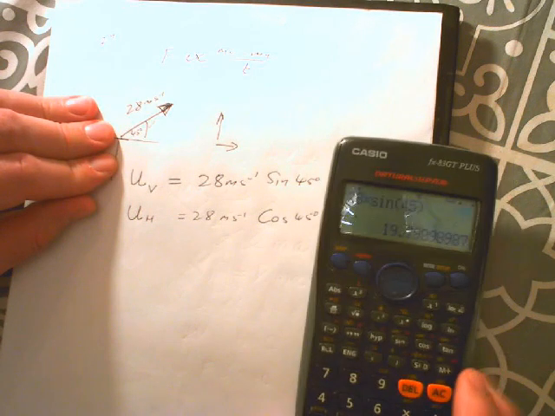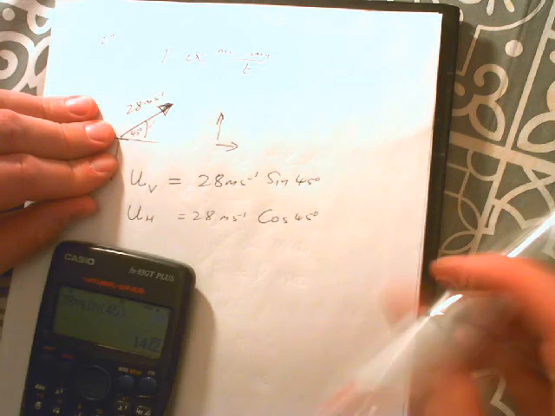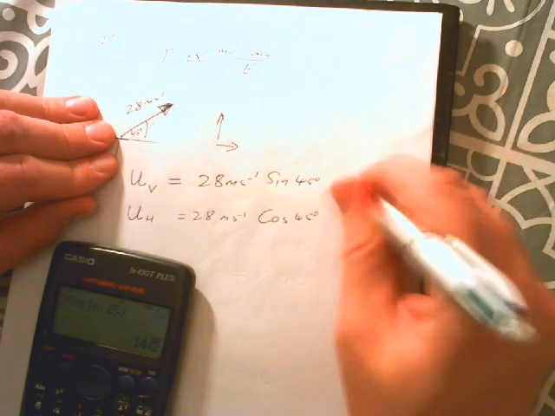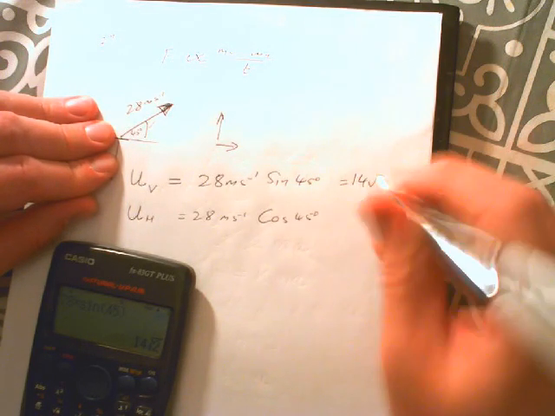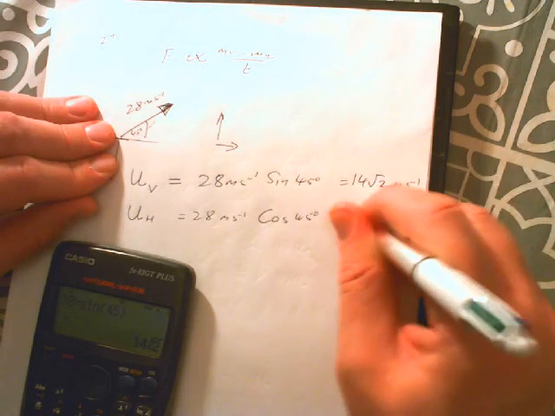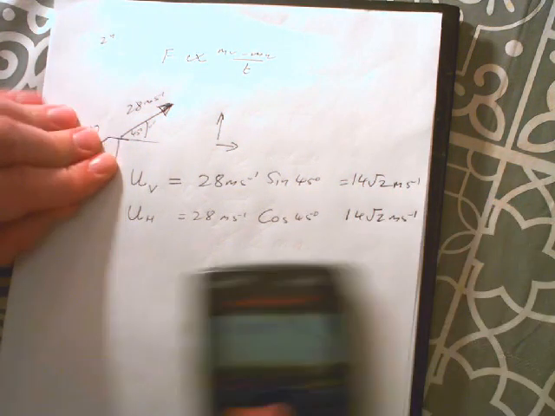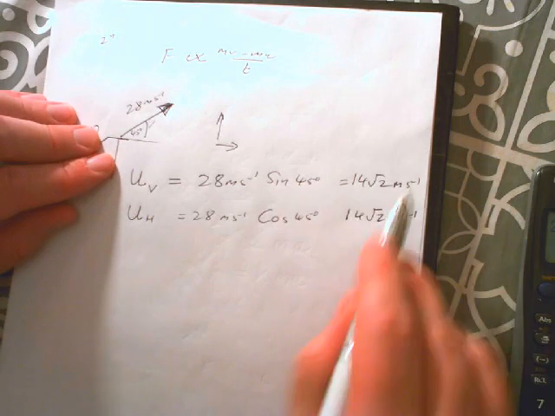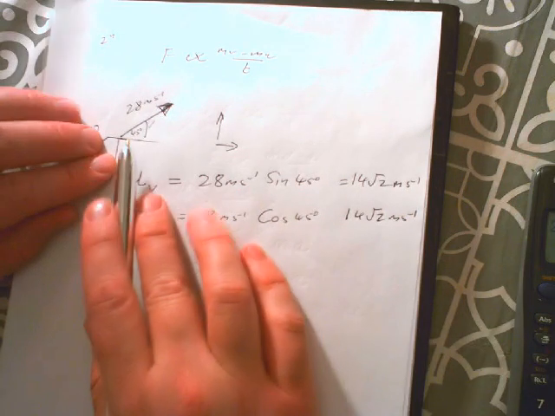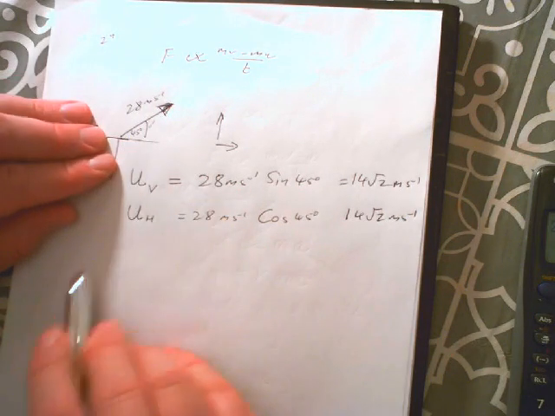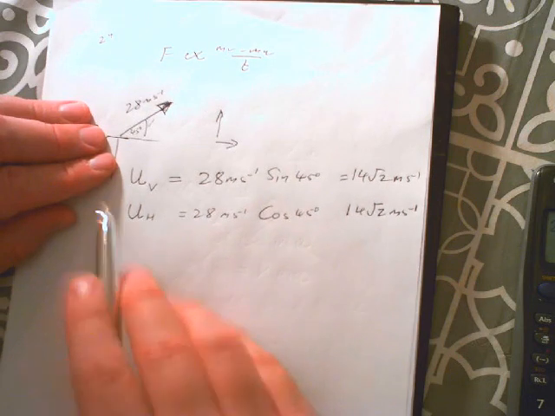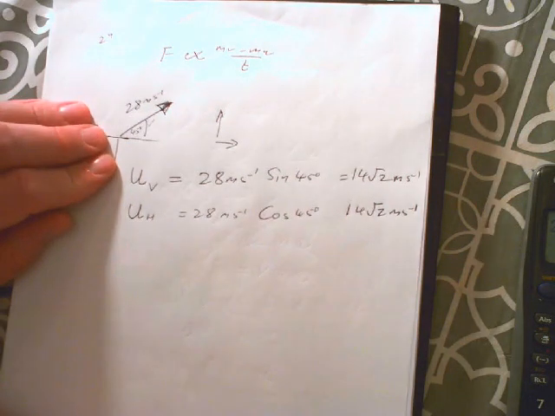Now, if I press the S.D. button, that'll give me the decimal value of it, but we may as well just keep it as 14 root 2 for now, because we're not losing any accuracy there. So in both cases, this is 14 root 2 meters per second. Okay, that's the exact value. We don't need to lose any precision quite yet. Always give units, and now we've broken our vector into a horizontal and vertical component, and we can see what's going on.